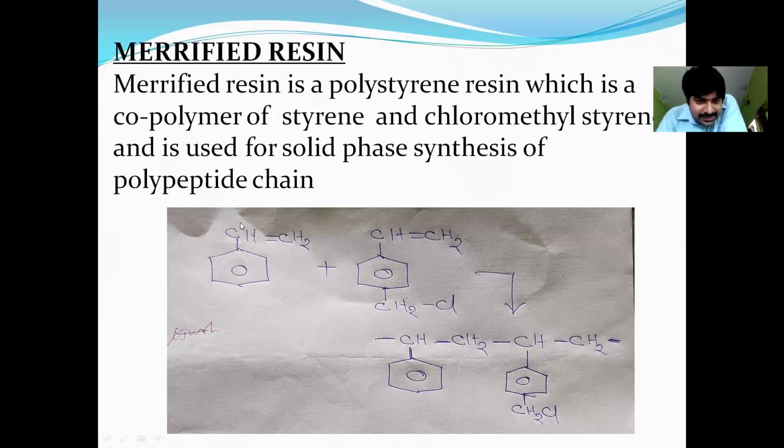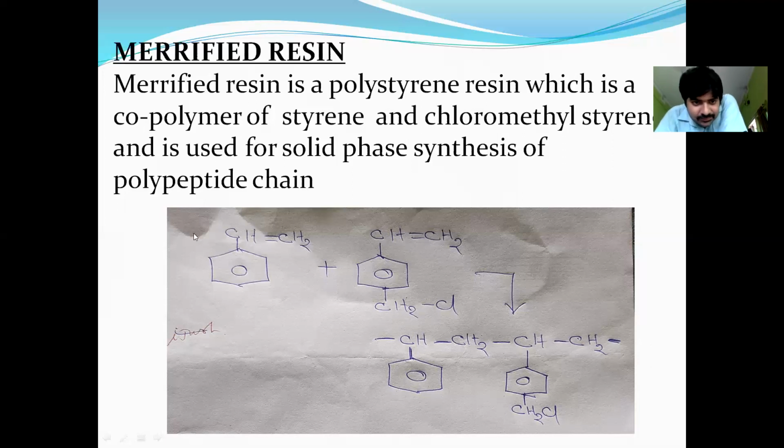And before this CH, there is a bond. And after this CH2, there is a bond. So why is this bond there? This bond and this bond are used to represent the polymer. So this is the structure of Merrifield resin.